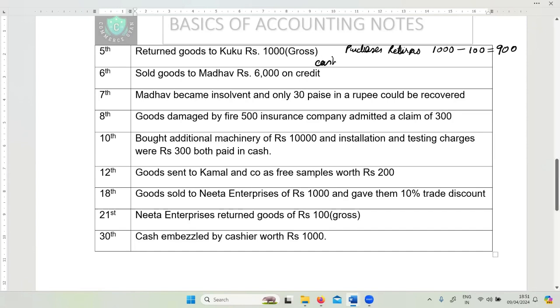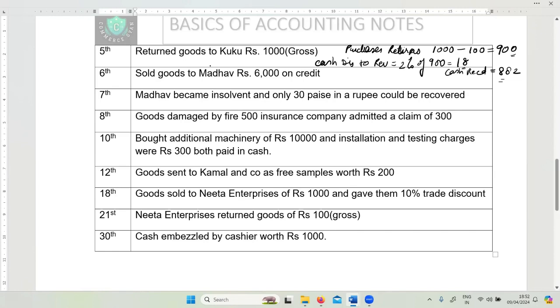So cash discount to reverse will be 2% of 900 and this comes to 18 rupees. So cash received back, we are assuming that cash is received back from Cuckoo and Company, will be this amount of 900 minus 18 rupees, which comes to 882. This is how we can compute the goods return entry. So assumption here is that Cuckoo returned us the cash amount.